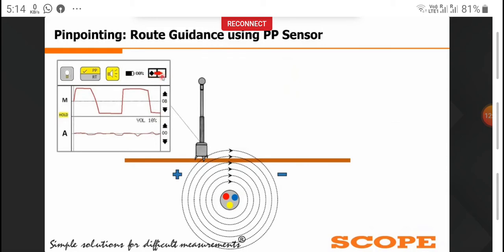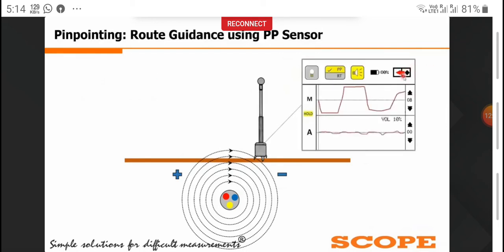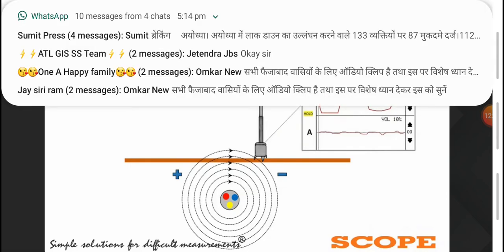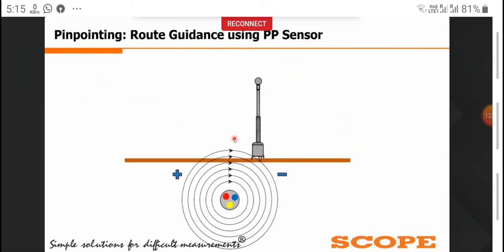So whenever we move towards the other side of the cable, we will get a negative magnetic field reflection. That's why we get the negative reflection in the receiver, and the sensor position and the next sensor movement are indicated on the receiver instrument. So whenever we keep this ground microphone or sensor exactly above the cable, we will get alternating positive and negative reflections on the receiver.